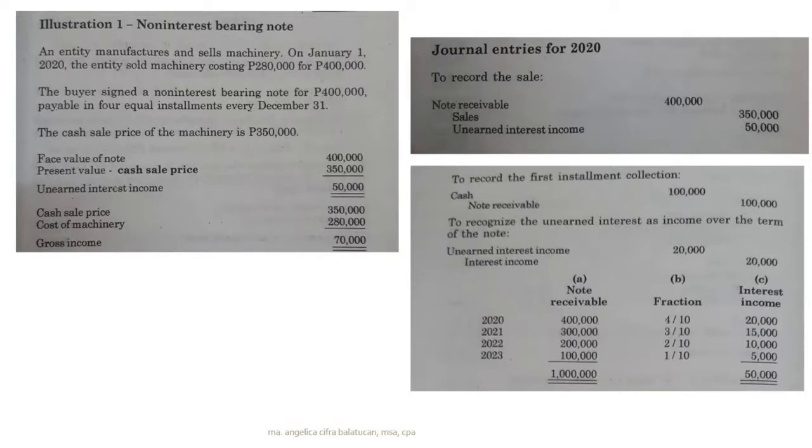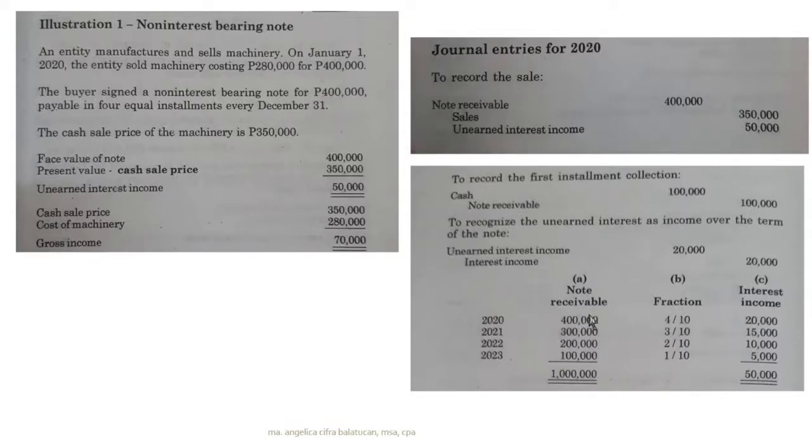So it will be reduced by the amount of installment payment. If the installment payment is 200,000, meaning in year 1 it will be 400 and then year 2 it will be 200, because we deduct 200,000. So that's how you compute it. The fraction here is derived from this column.